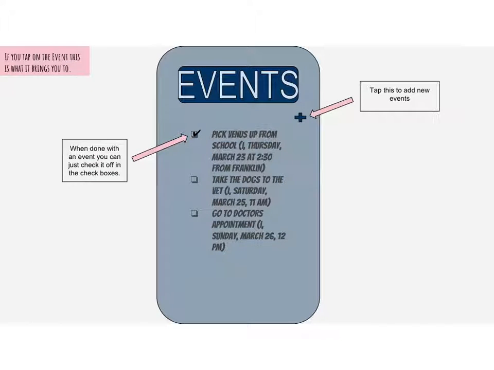The next page, this is what it would look like if you tap on the events button. So it's a list view where you can check off all of your events. Say you went to the doctor's appointment, you could just check that right off. You can also add new events here. So say you have dinner with your grandma, you could add that in here.